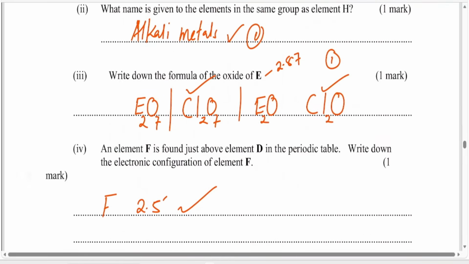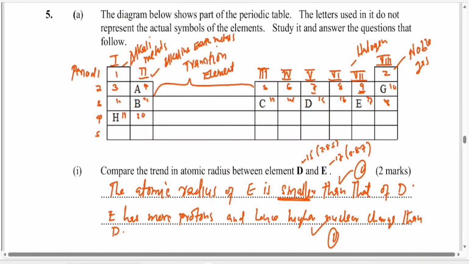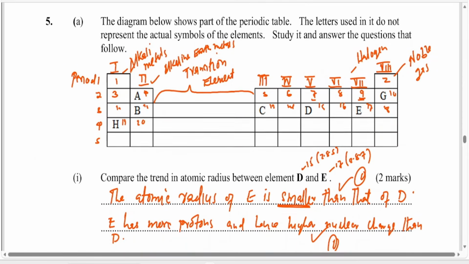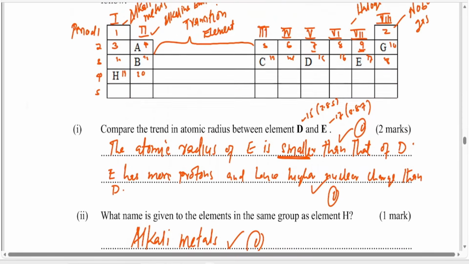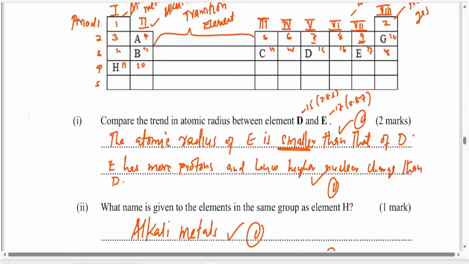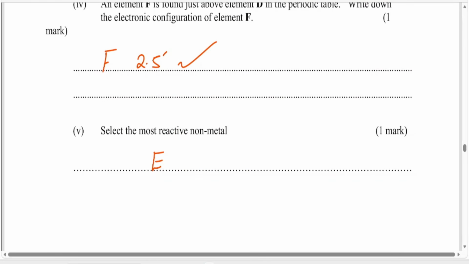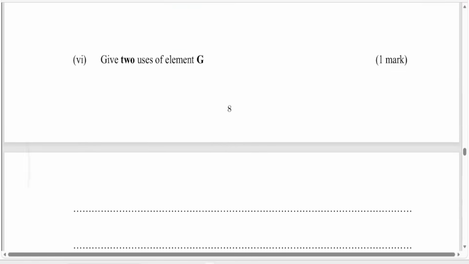If another one was there, I said D is supposed to be nitrogen, number 7. Then number 9 is supposed to be fluorine. If fluorine was there, then it could be the most reactive non-metal. But because we only have chlorine, which is E, E is the most reactive non-metal.